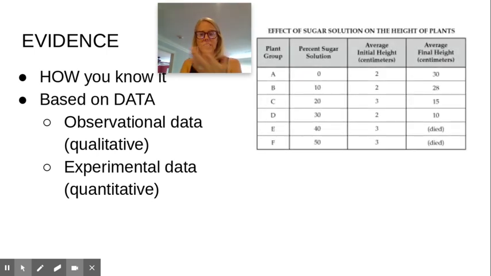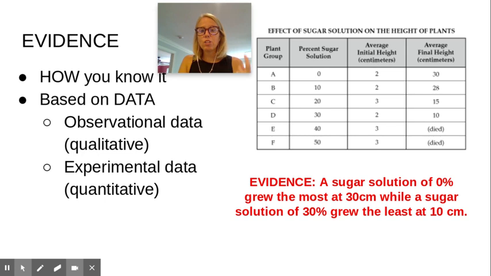Again, here's that same experiment. If I were developing evidence for it, remember my claim was that increasing sugar solution negatively impacts plants. How do I know that? Well, a sugar solution of 0% grew the most at 30 centimeters, while a sugar solution of 30% grew the least at 10 centimeters. That's a good evidence statement. Here is not a good evidence statement. If I had said, well, the plants that got more sugar grew the least, that's not wrong, but that's not using your data.